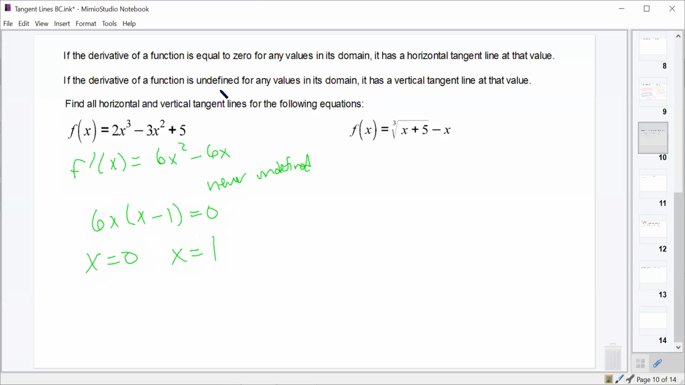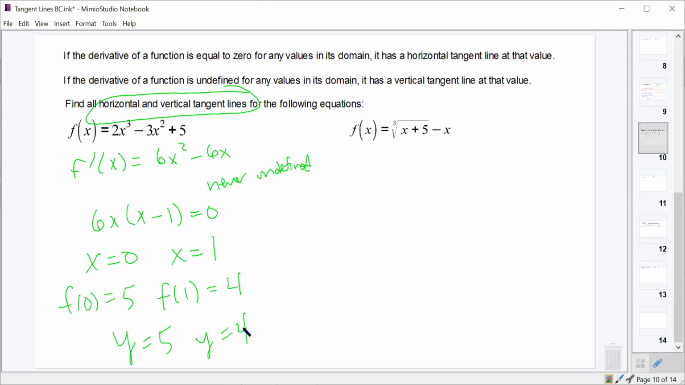And if we're looking for the actual tangent lines, what do we need to do? Plug those back in. So f of 0 is 5 and f of 1 is 4. So we should get y equals 5 and y equals 4. Everybody good with that one? Yeah. All right.